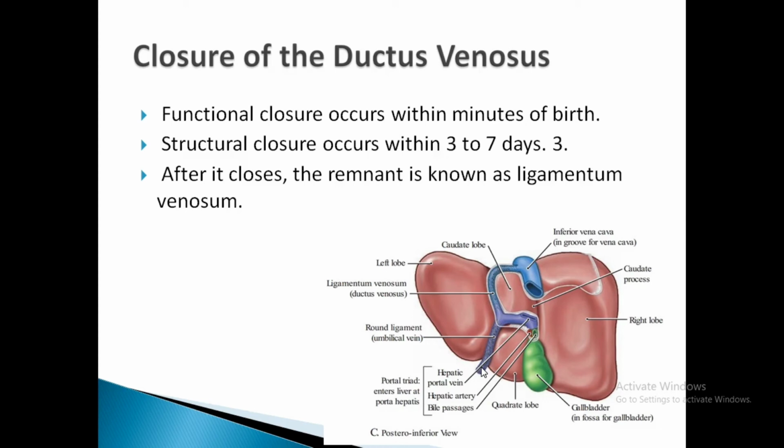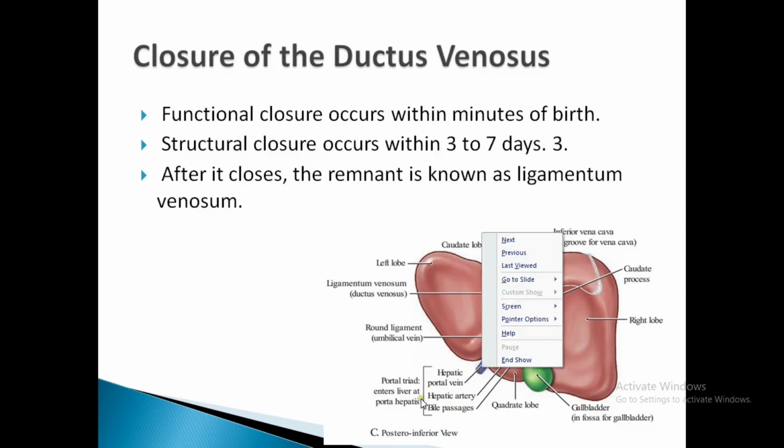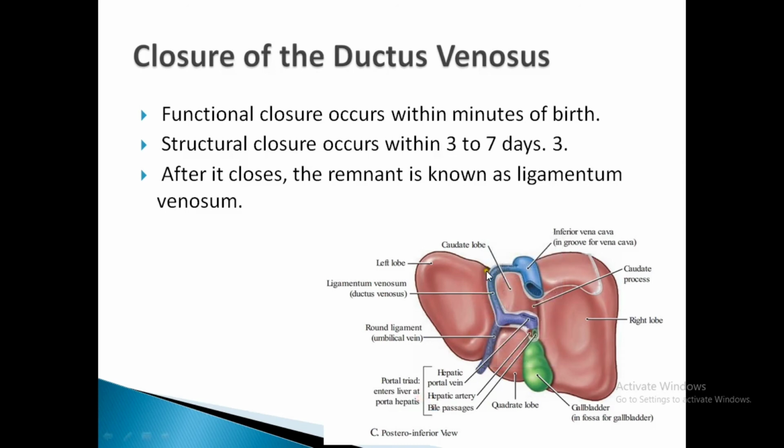Now, you should remember: what is the remnant of the closure of ductus venosus? It is basically the ligamentum venosum. See, this is the ligamentum venosum, the remnant of the ductus venosus after closure, and it is present on the back side of the liver.